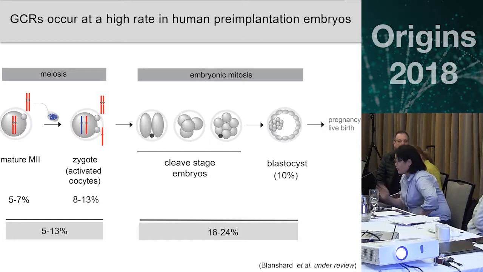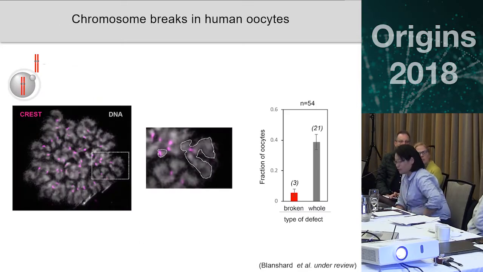So we wanted to see evidence for chromosome breaks, and I just show you here, this is a spread, and you can see here's one arm, here's another, sister chromatids, and one of the arms is missing. And we see that at a rate that's not dissimilar from what we would expect from our sequencing data.